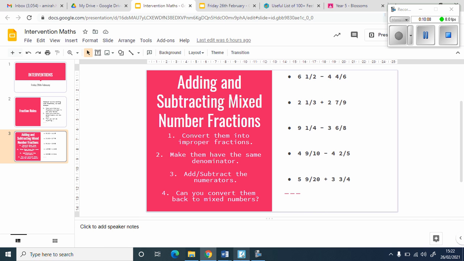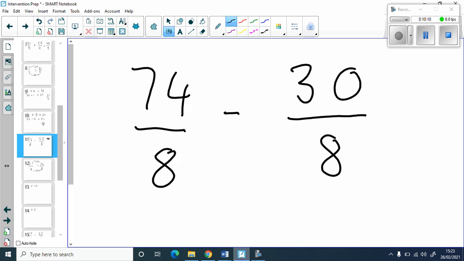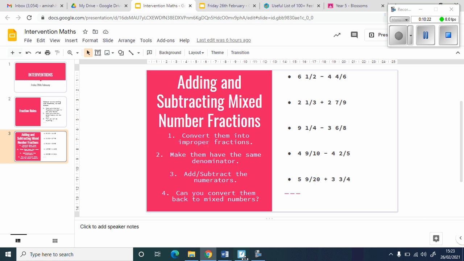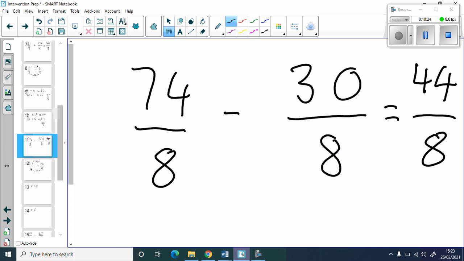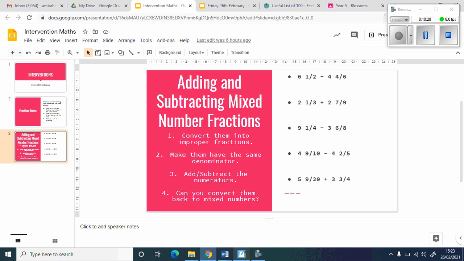So we've got step 3, add or subtract the numerators. We're subtracting, so 74, take away 30. If you work that out, however you want to work that out, you will finally get the answer, 44 over 8. And that's our final answer. What we can do is convert it into a mixed number if we want to. I'm just going to leave it as 44 over 8. And let's move on to the next question then.